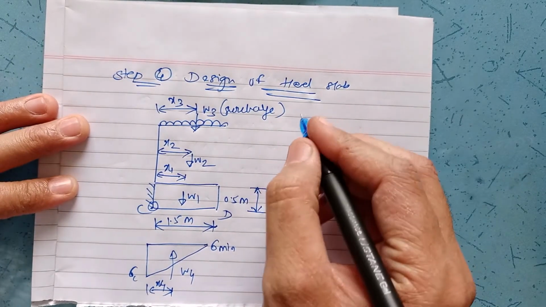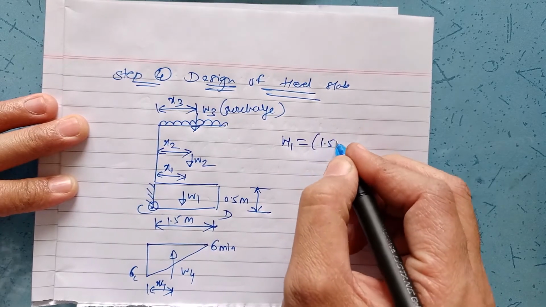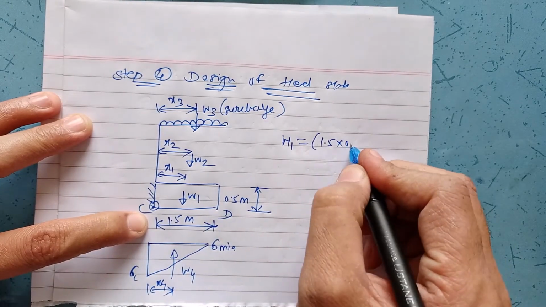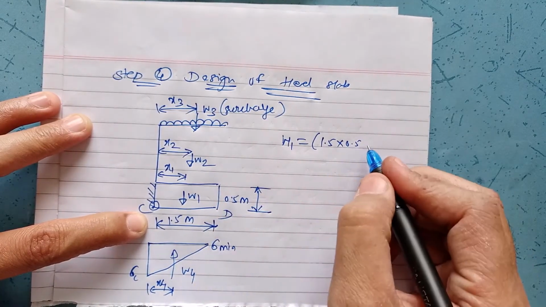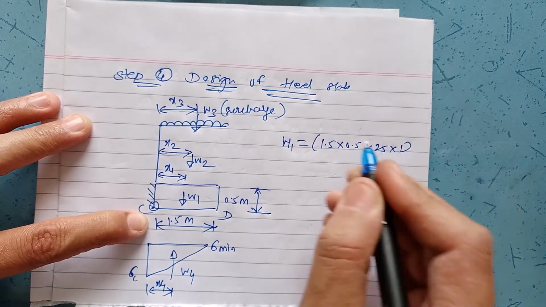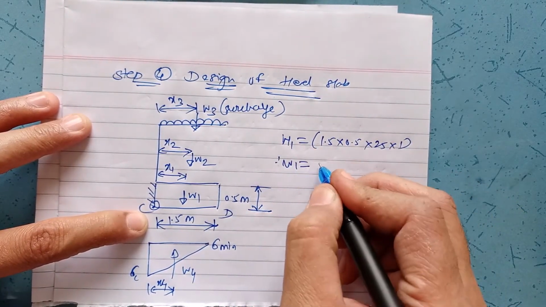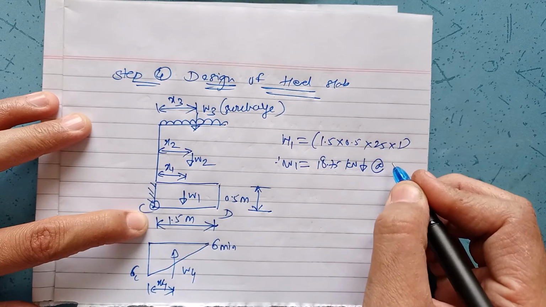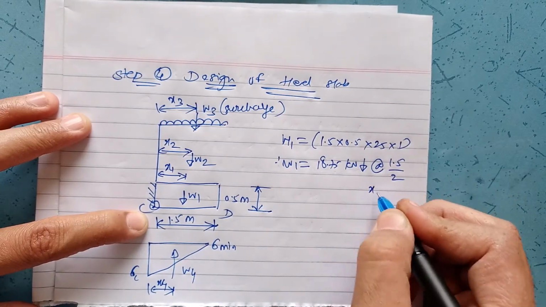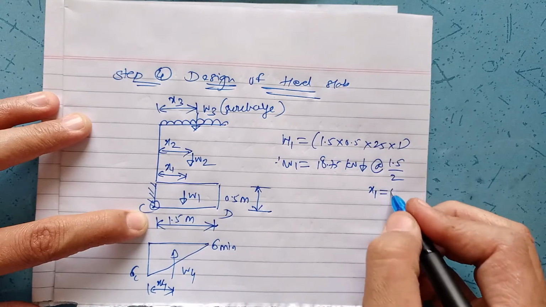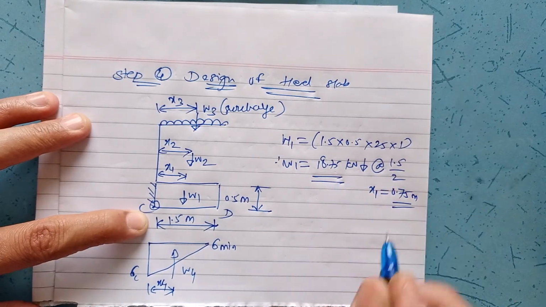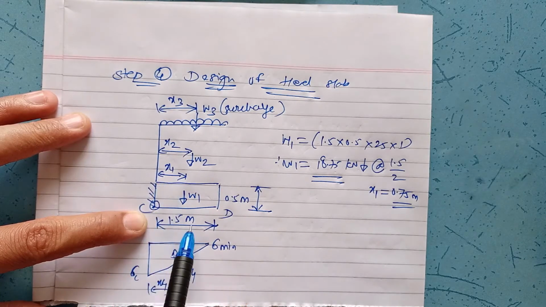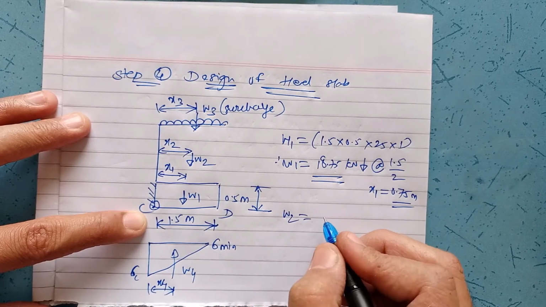Now we'll calculate W1. W1 is the dead weight: 1.5, that is the length of the heel slab, into thickness 0.5, into unit weight of concrete, into 1, that is per meter length. This W1 will be 18.75 kilonewton acting downward at x1 of 0.75 meter from C. The CG, this x1, will be 1.5 divided by 2, as it is symmetric.